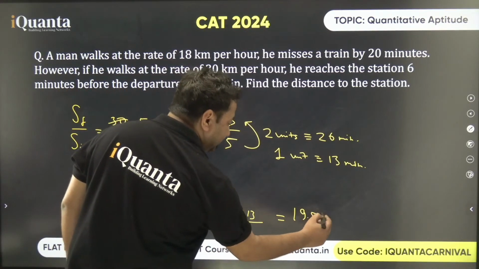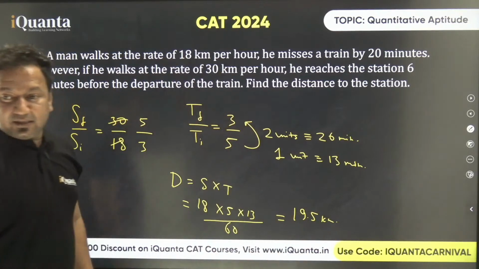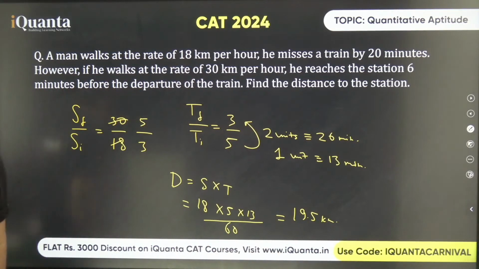.5 kilometers. I think Aditya, you have just miscalculated. Check your calculation again. It should be 19.5, not 10.5. Perfect.